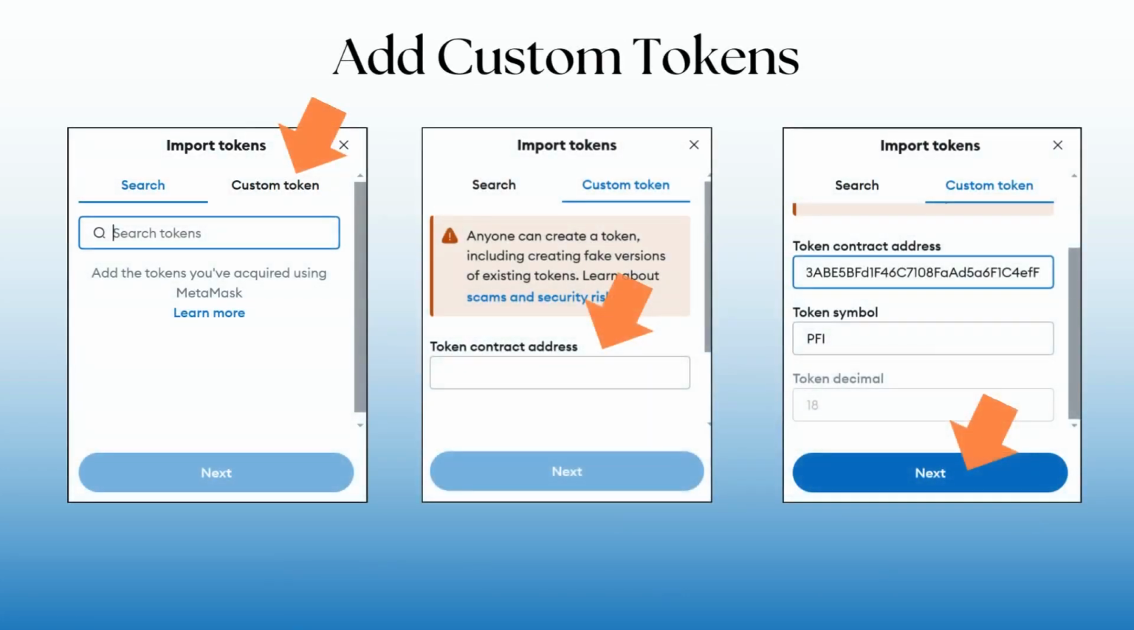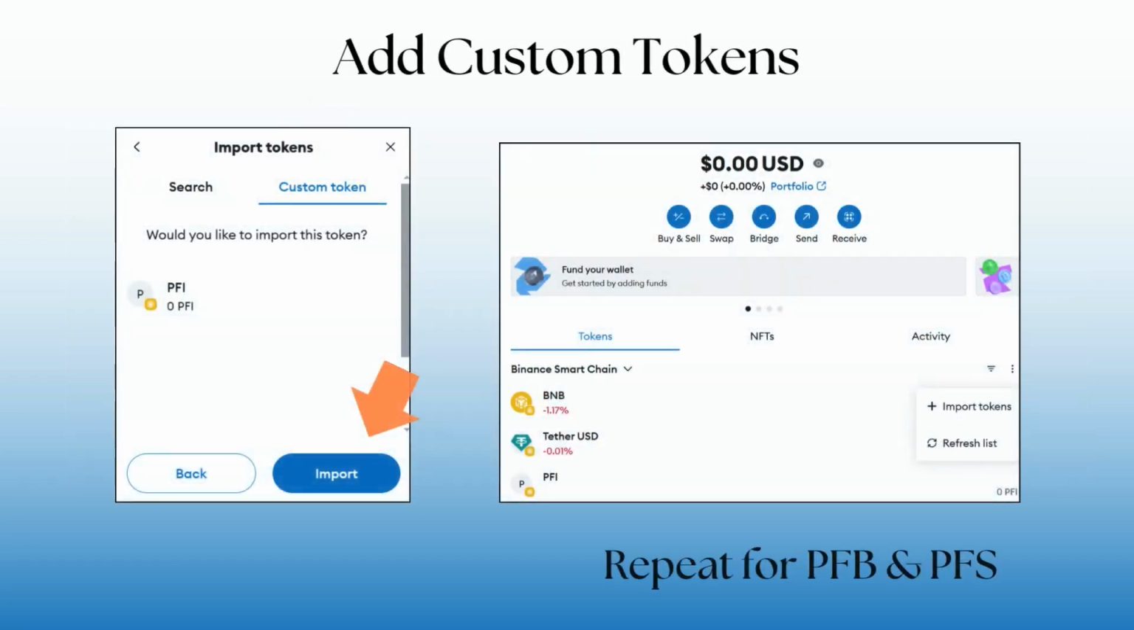click on Custom Token, and then paste the address in the Token Contract Address window. Check to be sure that it says PFI and token decimal 18 and click on Next. And then click on Import. And now the PFI shows up in your list of tokens. Repeat the same process for the PFB and the PFS. The token decimal will be 18 for all of the pool funding coins.